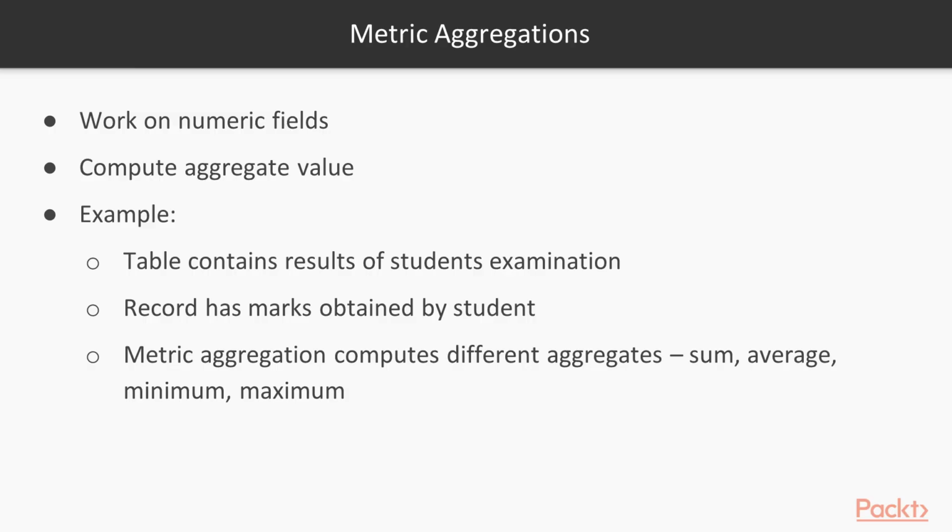The next aggregation is metric. Metric aggregations work on numeric types of fields. They compute the aggregate value of a numeric field in the given context. For example, we have a table containing the results of a student's examination. Each record contains marks obtained by the student. A metric aggregation can compute different aggregates of that numeric score column. Some examples are sum, average, minimum, maximum, and so on.